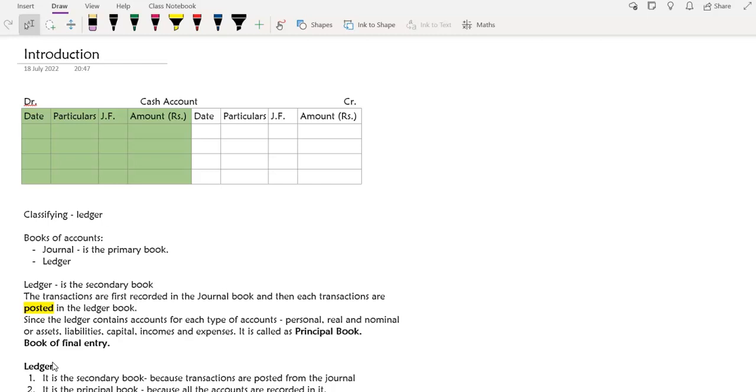All right, later on I will make a video about how to actually prepare a proper ledger by posting and balancing. Posting and balancing will be covered in some other video. Today I'm going to talk about the balances.